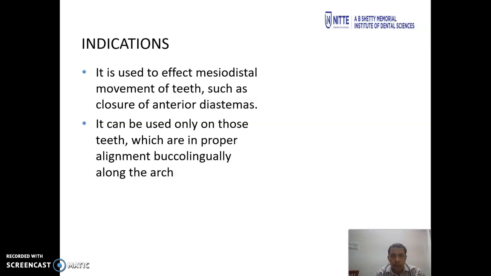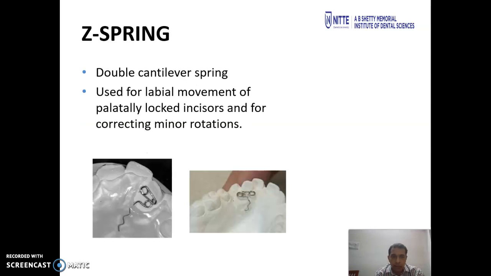It is used for mesiodistal tooth movement such as closure of anterior diastemas. It can be used only on those teeth which are in proper alignment buccolingually along the arch.